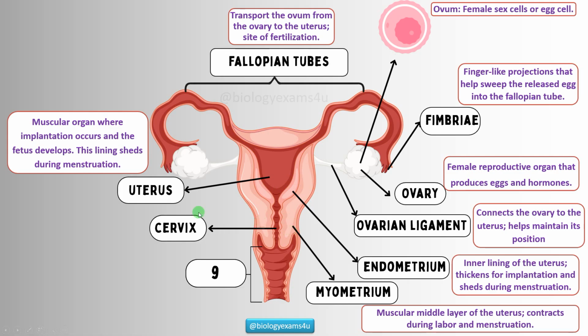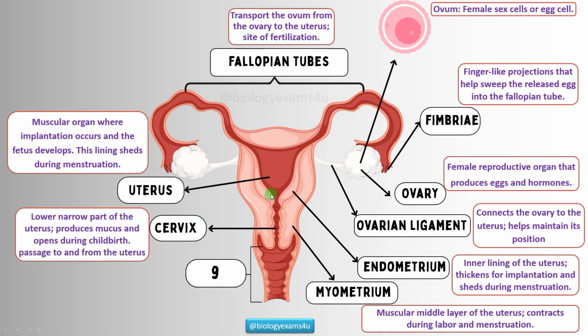The next structure is the cervix. Cervix is the lower narrow part of the uterus, often called as the neck of the uterus, that produces mucus and opens during childbirth. It is actually the passage to and from the uterus to the vagina. The cervix dilates during childbirth, allowing the movement of baby out into the vagina.